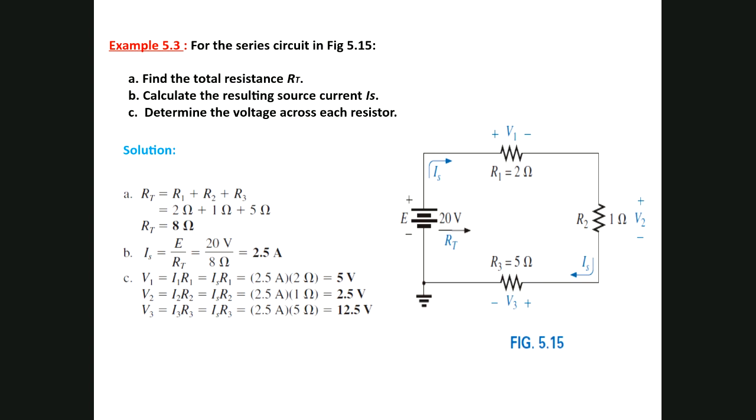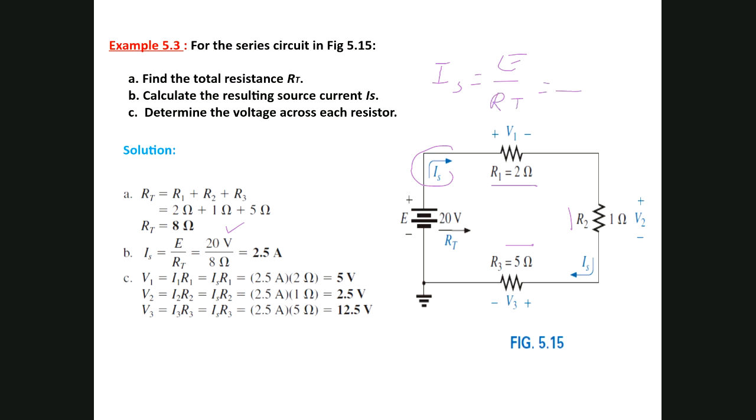Within this configuration, a series circuit, we need to find the total resistance. How much is the total resistance? Simply add them together. R1 plus R2 plus R3 gives 8 ohm. Then I need to find the supply current. By using Ohm's law, the supply current equals the supply voltage over the total resistance, 8.